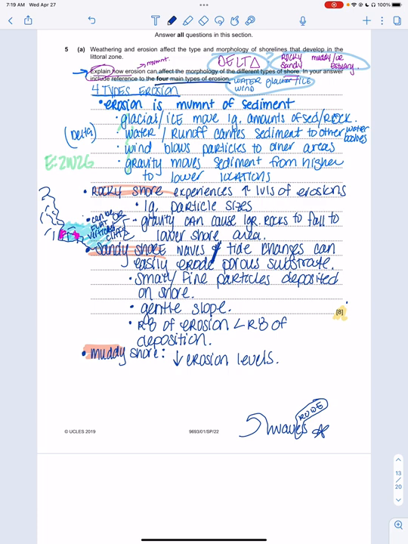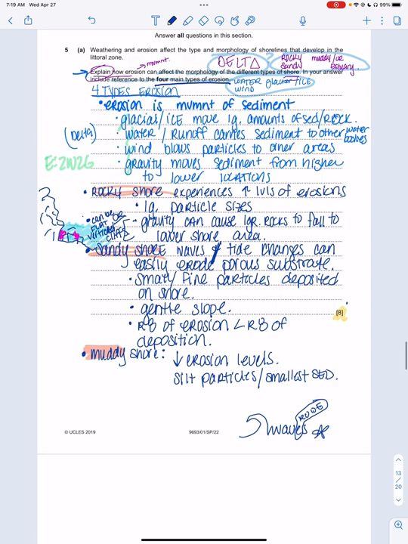Muddy shore, estuary, low erosion levels, silt particles, or the small sediments. And these are flat. All right, there's that terrible question. Bye.